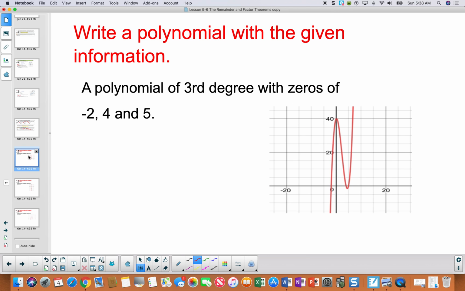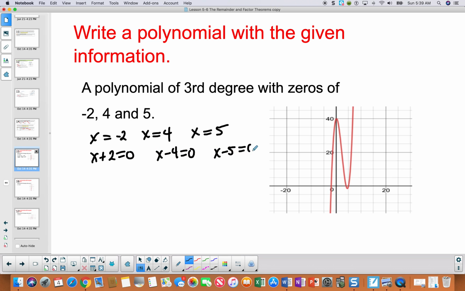Let's take a look at this problem. Write a polynomial with the given information, a polynomial of third degree with these zeros. So we know that x is equal to -2, x is equal to 4, and x is equal to 5. I'm going to move this over to the other side. And these are all factors now, so I'm going to call my function x plus 2 times x minus 4 times x minus 5. Okay, now we can leave it this way, or we can multiply it out.